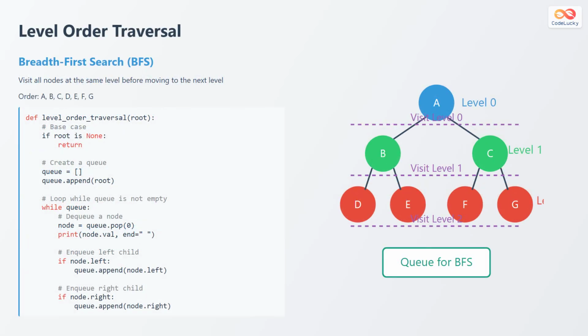Now let us consider level order traversal. Level order traversal, also known as breadth-first search, often abbreviated as BFS, involves visiting all nodes at the same level before moving to the next level. For the tree shown, the level order traversal order is A, B, C, D, F, G. The Python code for level order traversal is shown.